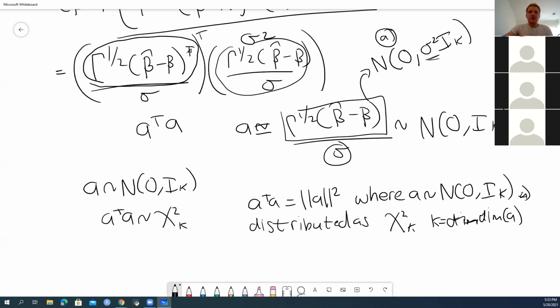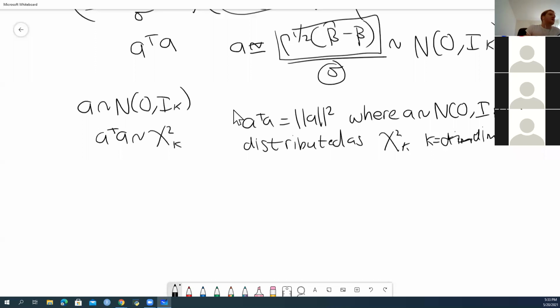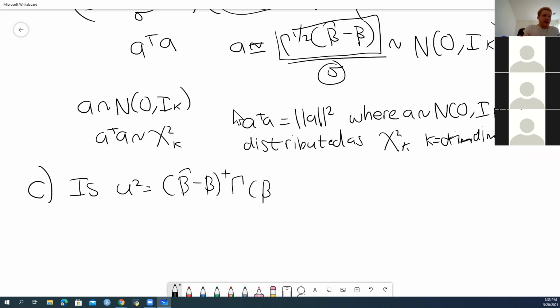Okay, and the next question, let's see what the next question is. Okay, so C says, is u squared, which again was equal to beta hat minus beta transpose gamma beta hat minus beta, independent of S squared? Okay, so this you can actually use something you've already done.